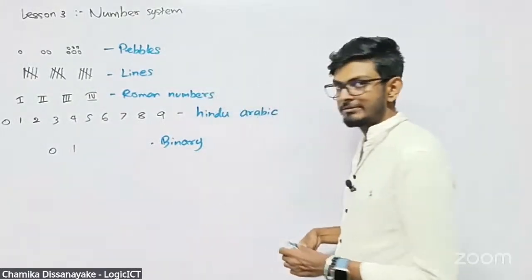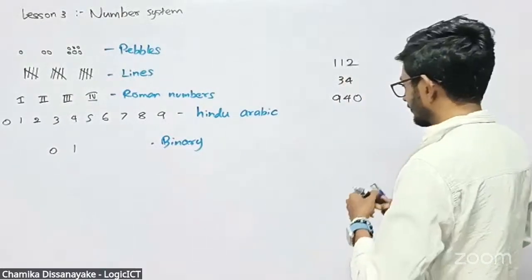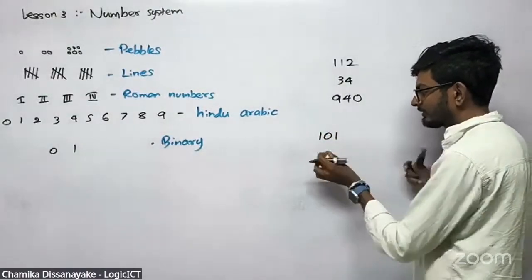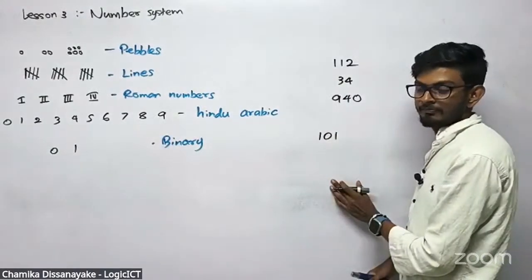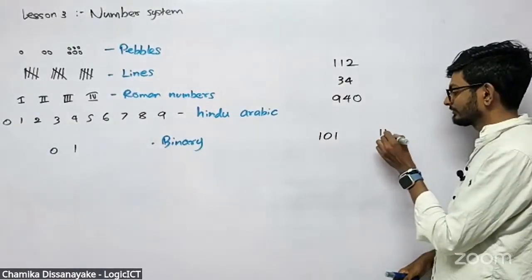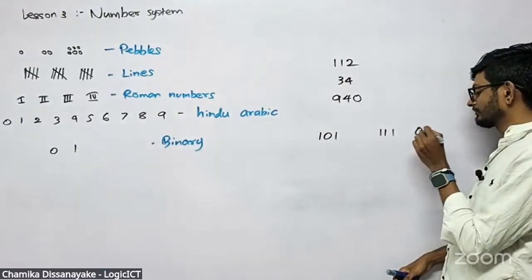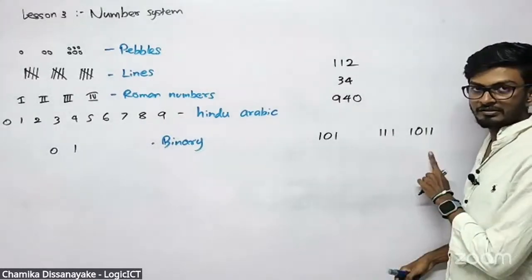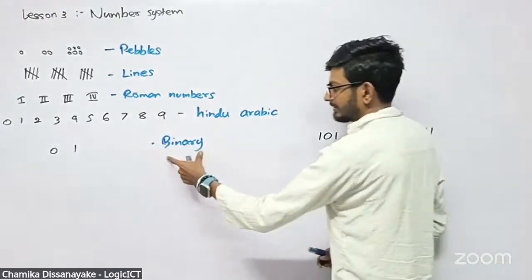That means if you want to write one value, one number, what we have to do is 101. We can use only ones and 0. Okay, this is about the binary number system. If you want to write another one, 111, this is another value. 0, 1, 1, 1. This is another number. Those are the numbers in our binary number system.